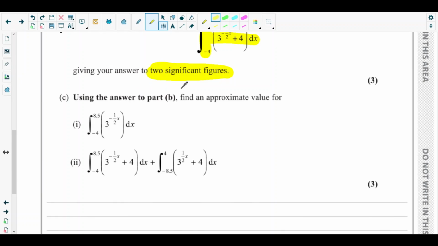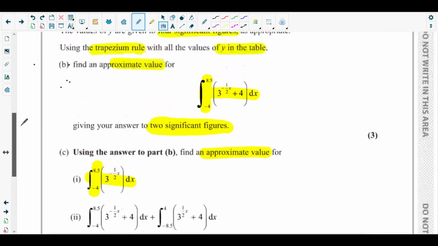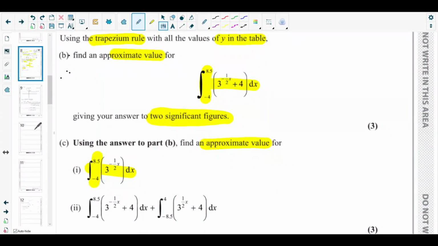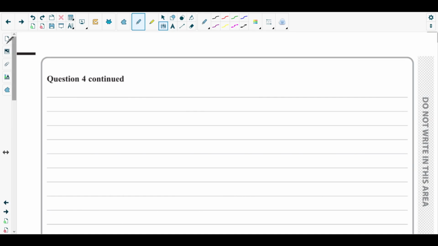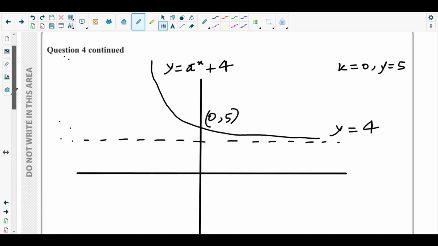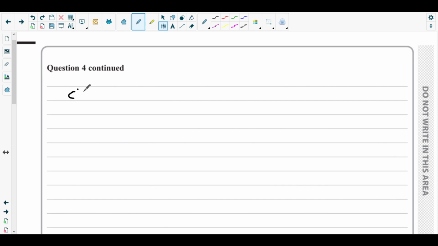Using the answer to part B, find an approximate value for the integration of 3 to the power of negative half x dx from -4 to 8.5. We need to use the answer from part B. So how can we approach this? Look, we need the integration of 3 to the power of negative half of x. So this is part C1.